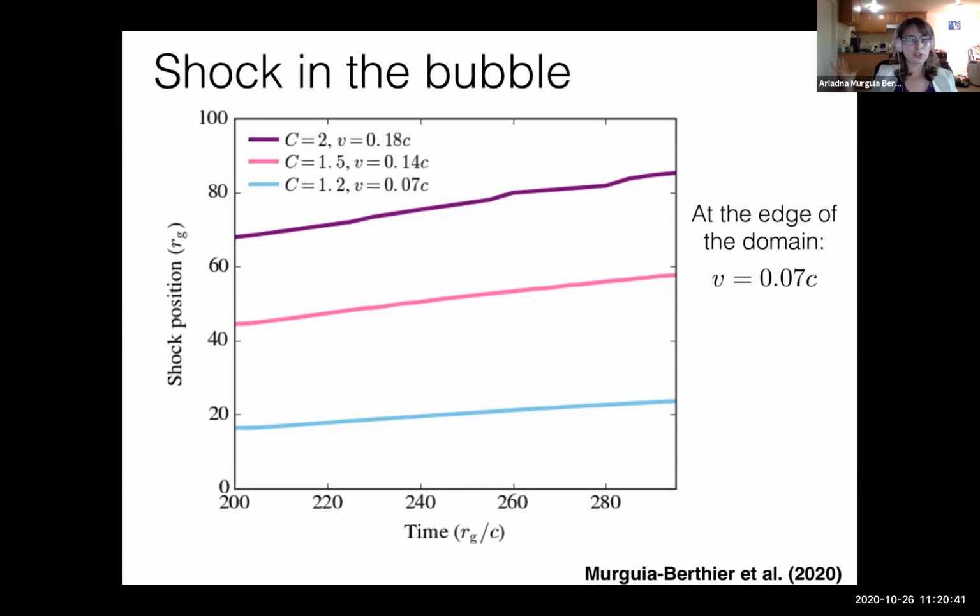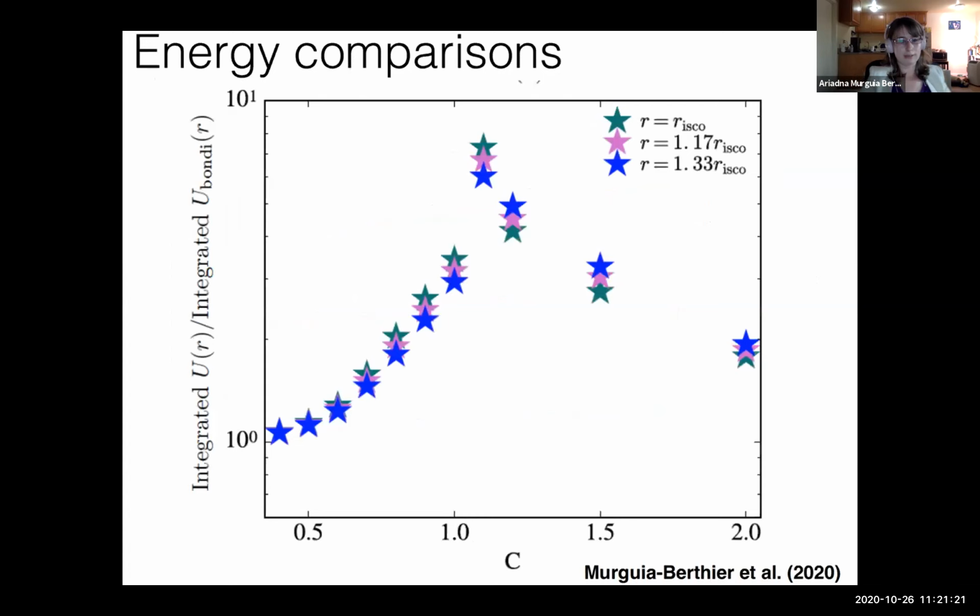So here I'm showing the position of the bubble in the equator for different slowdown factors as a function of time. So this is shock position and time. And what I want you to notice is that it is going at a pretty constant velocity, and I'm showing here the velocity. And I also want to say that the velocity at the edge of the domain, which can be considered an escape velocity, is around 0.07 c, which means that in the high slowdown factors, it has a velocity larger than the escape velocity, which means that it is going to unbind the envelope if it continues like that.